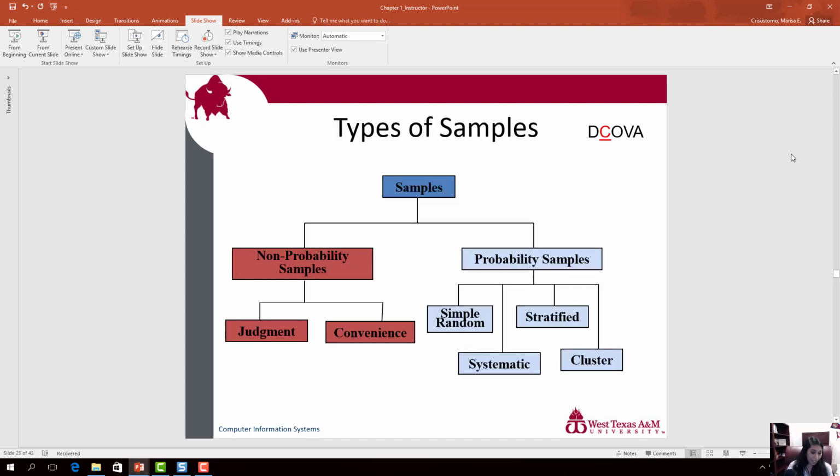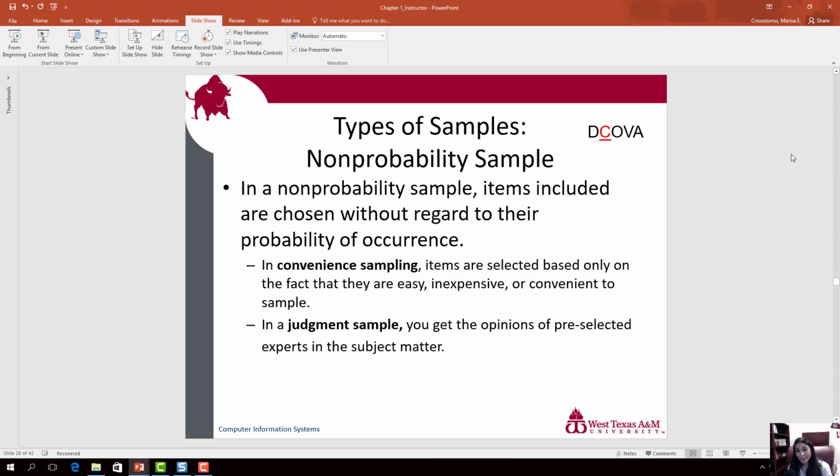So there are different types of samples. There are non-probability samples and probability samples, and we'll be going over each of these. In a non-probability sample, items included are chosen without regard to the probability of occurrence. A type of non-probability sample is convenience sampling, where items are selected based only on the fact that they are easy, inexpensive, or convenient to sample.